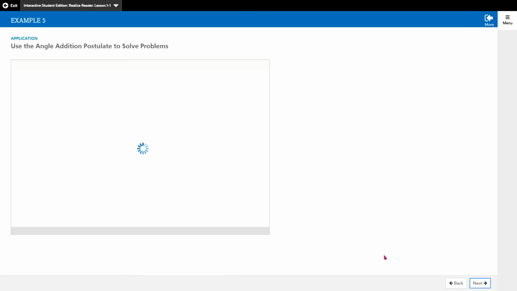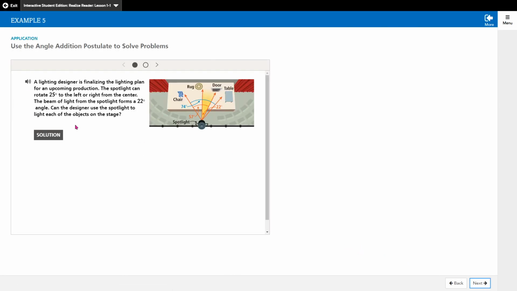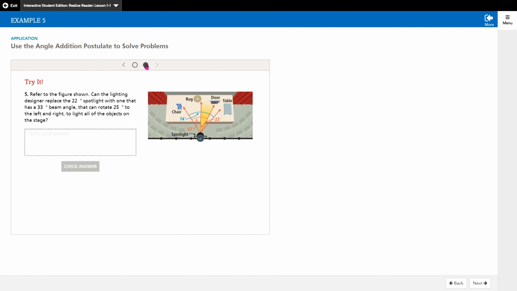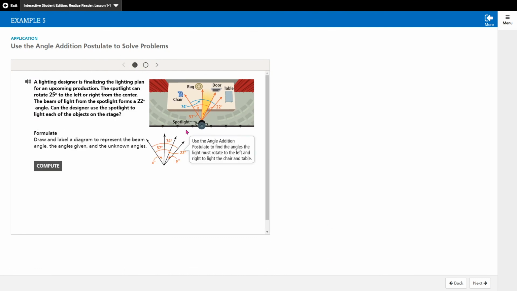Let's look at the next one. They're gonna give you this problem. Don't let this one confuse you. This has got to be like hands down the worst example I've ever seen in any math book for explaining that when you add two angles up, they equal a bigger angle. That's all you're doing.